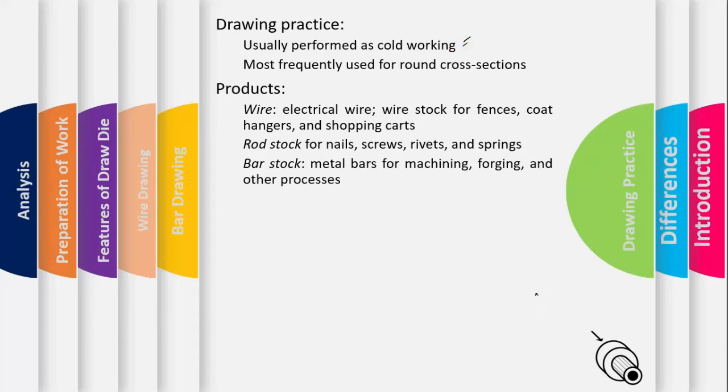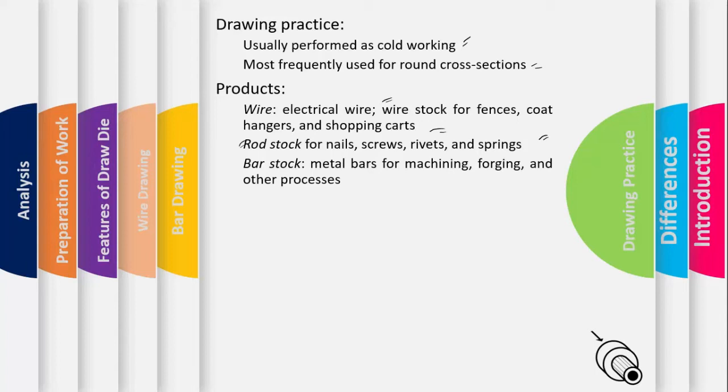So we get that increase in strength as an advantage of the drawing process. And it is mostly used for round cross sections. Common products are electrical wires that are manufactured using the drawing operation. Rail tracks in the railways are also made from the drawing operation. We have certain bar stocks which are further machined and forged to get the final products. Springs and rivets are all examples of the drawing operation.